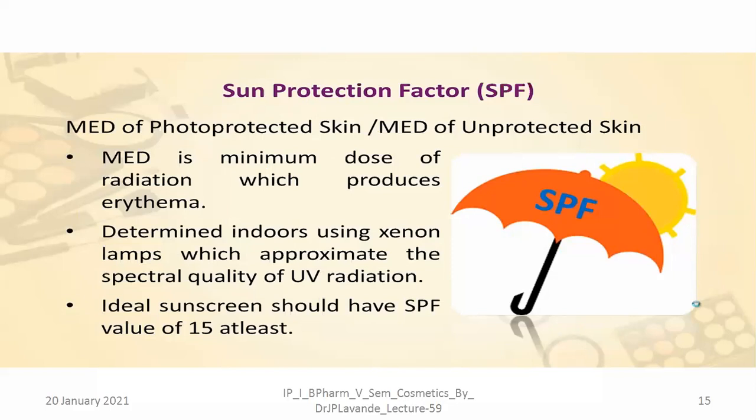An ideal sunscreen product should have an SPF value of at least 15. There are different products with different SPFs: SPF 15, SPF 50, and more than that, like 100. That means they have the power to protect the skin from the effect of UV light. Ideally, a cosmetic product should have at least SPF 15, and only then can it be called a sunscreen preparation. So this might be asked in multiple choice questions.